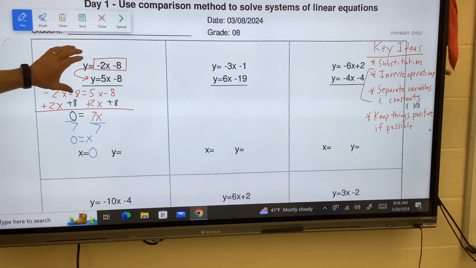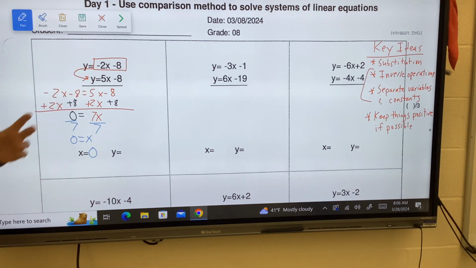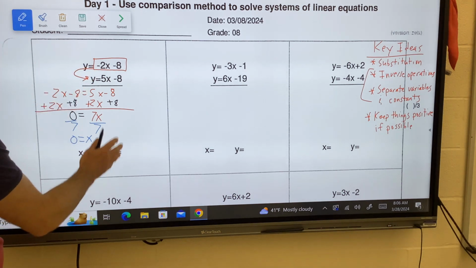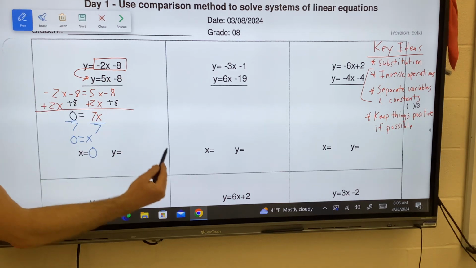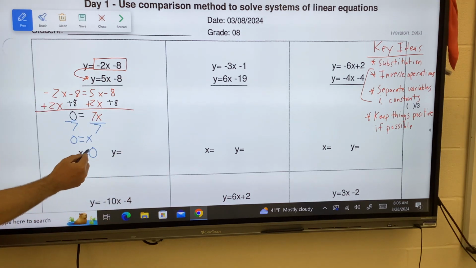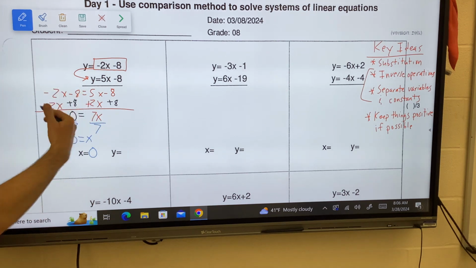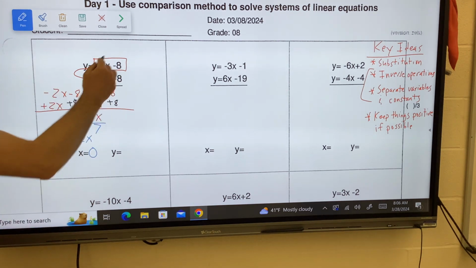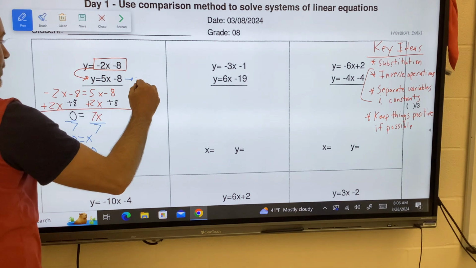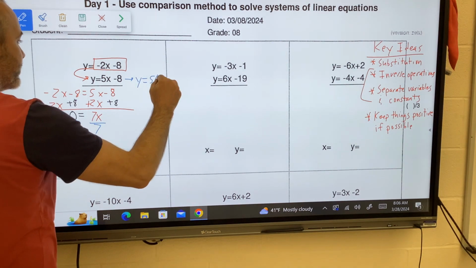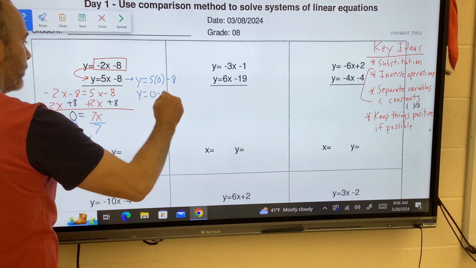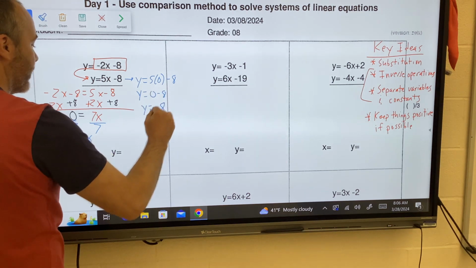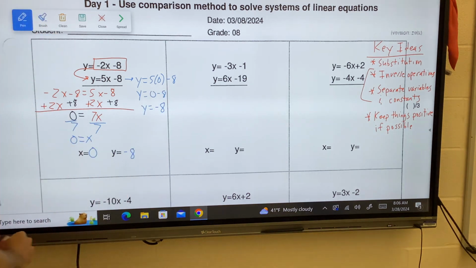However, in this system of equations, we have two variables we have to solve for. We just figured out x. Now we are going to go after y. So we're going to use substitution again. Since we found out that x equals 0, we can substitute 0 in anywhere we find x. And it doesn't matter which equation. If I use this bottom equation and I put 0 in for x, 5 times 0 is 0. 0 minus 8 is negative 8. So y would be negative 8.